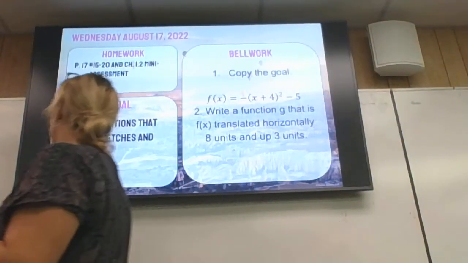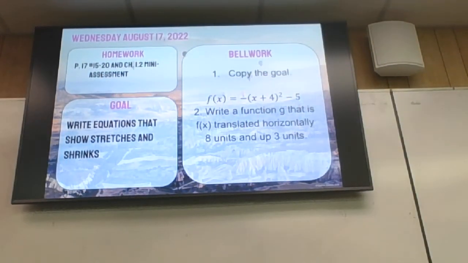Alright, our goal today is to write equations that show stretches and shrinks. We haven't done that yet. I misspoke when I said we were doing this all week. Actually, tomorrow's section is a little bit different. It's related, but it doesn't have to do with talking about A's, H's, and K's. So today's the last day that we have to keep talking about these models. So stretches and shrinks are our last thing to add to it.